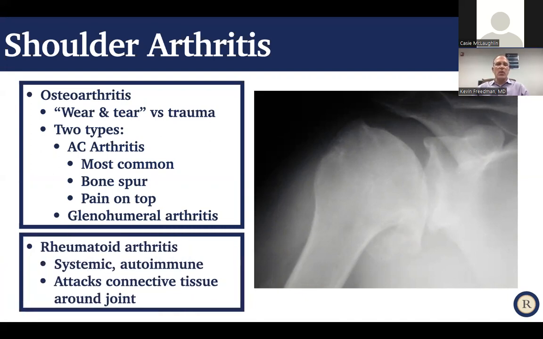Then finally, there are people who we see with rheumatoid arthritis. If you have rheumatoid arthritis, you most likely know it because it affects many joints. It's a systemic problem and it's really an autoimmune disease. And then this attacks the connective tissue around the joint.